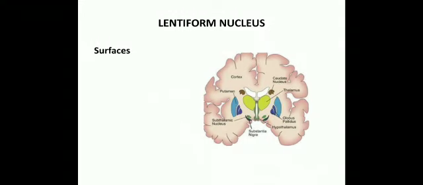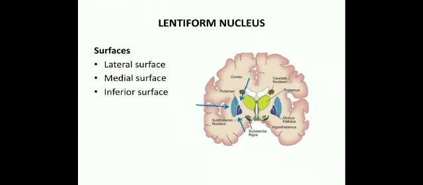The lentiform nucleus has a lateral surface, a medial surface and an inferior surface. The inferior surface is related to the sublentiform part of the internal capsule that separates it from the optic tract, the tail of the caudate nucleus and the inferior horn of the lateral ventricle. The lateral surface is convex and is related to the external capsule, the claustrum, the outermost capsule, and the insula, and is grooved by the lateral striate arteries.